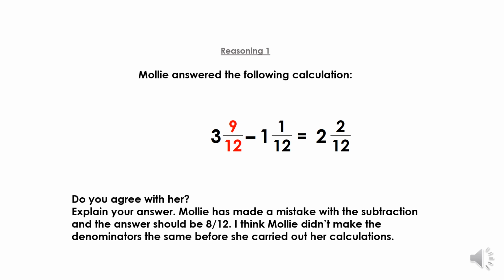So here's my answer. Have a read of my answer and see if you came up with a similar reasoning. So I don't think Molly made 3/4 into 9/12. She didn't make the denominators the same before she carried out the calculation. So I think she did the 3, the numerator, as it was, subtract 1 to give us 2. So Molly should really have made the denominators the same. I'm sure we won't be making the same mistakes as that.